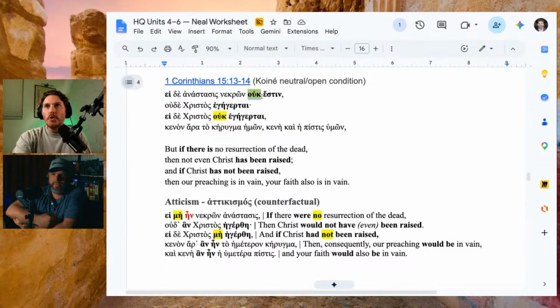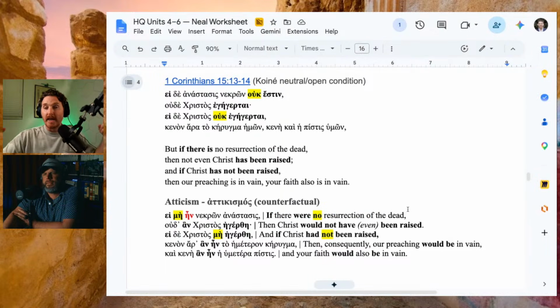Because you have the ouk in the protasis, and as we saw, the protasis should be negated with me. So if you wanted to classicize it, if you wanted to Atticize it, you would keep the ei clause, but you would swap out ou with me, and you would swap out estin with ei en, right? So ei me en nekron anastasis. If there were no resurrection of the dead, counterfactual, but in reality there is a resurrection of the dead.